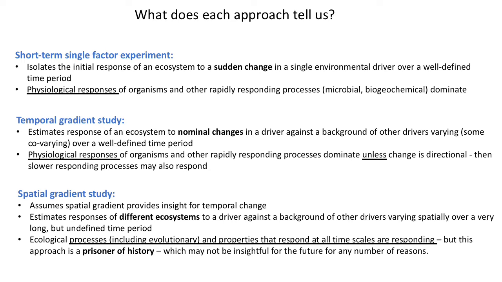Probably the biggest disadvantage of trying to use this kind of approach to predict the future is that really what we are is a prisoner of history here. What we see now across these gradients is a product of all the contingencies and past disturbances and other sorts of factors that affect ecosystem structure and function. And what happened in the past, of course, is likely not to be that insightful for what's going to happen in the future.